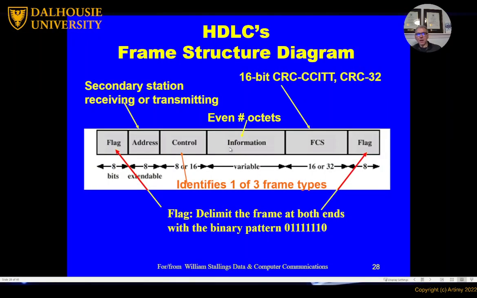Okay, so now that I gave you a little bit of history, we'll see that the frame itself is divided into blocks of 8 bits.